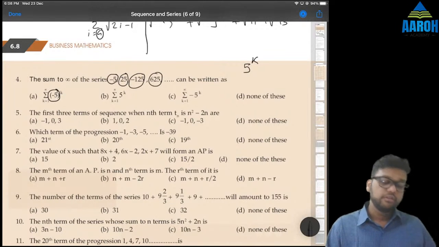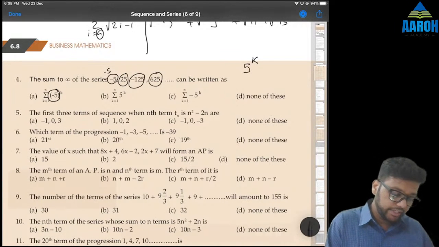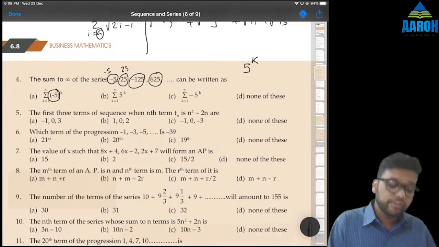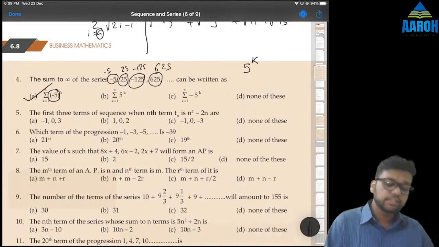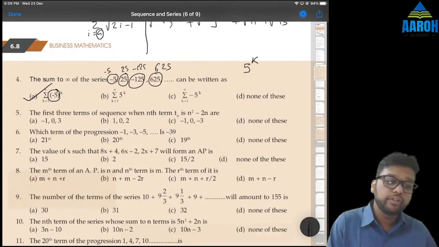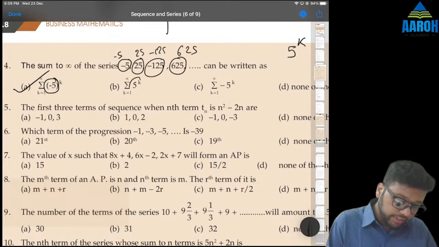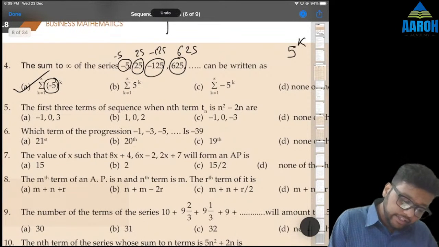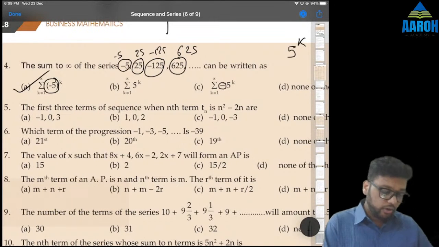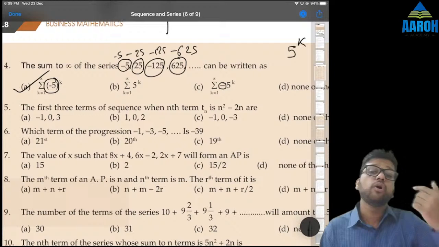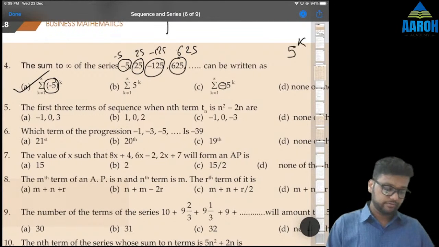That will be what? Minus 5 raised to 1 is minus 5. Minus 5 raised to 2 is 25. Minus 5 raised to 3 is minus 125. Minus 5 raised to 4 is positive 625. So this is the correct answer, where k goes from what? 1 to infinity. B is obviously not correct. Why? Because in B there is no negative sign, and in C negative sign is outside. That means whatever answer we get, all the terms will be negative. As per option D, all the terms will be negative. So option D is not correct. Option A is the correct answer.